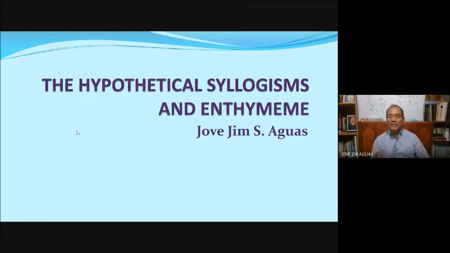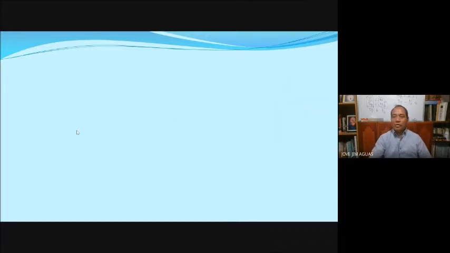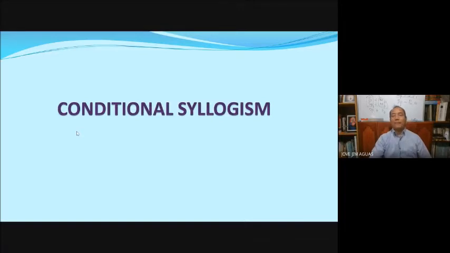So when you construct a syllogism out of these hypothetical propositions, for example, if your major premise is a conditional proposition, then your syllogism is called a conditional syllogism. And if your major premise is a disjunctive proposition, then the syllogism is called a disjunctive syllogism. And if one of your premises is a conjunctive proposition, then the syllogism is called a conjunctive syllogism. So let's discuss first the conditional syllogism.